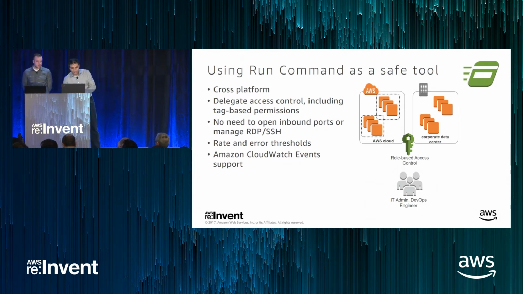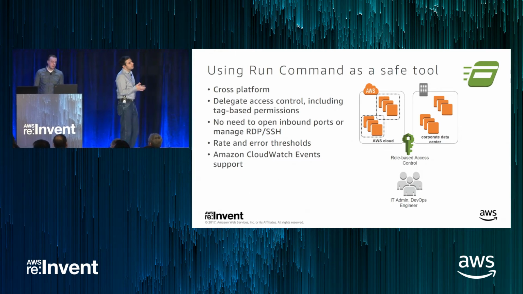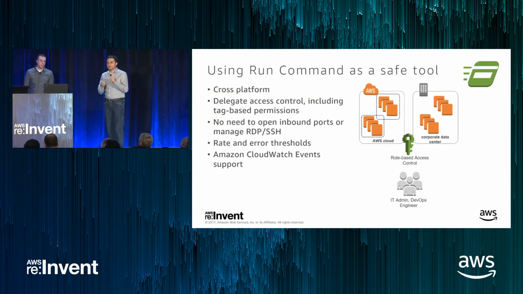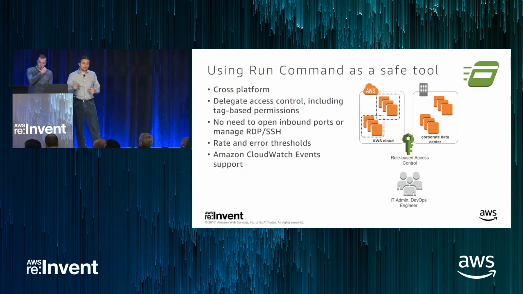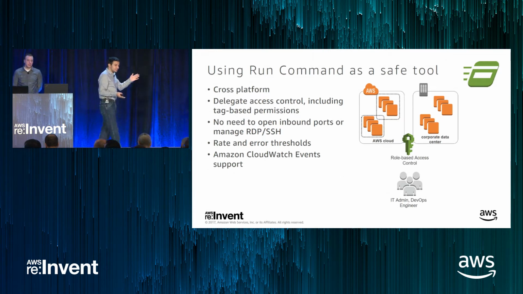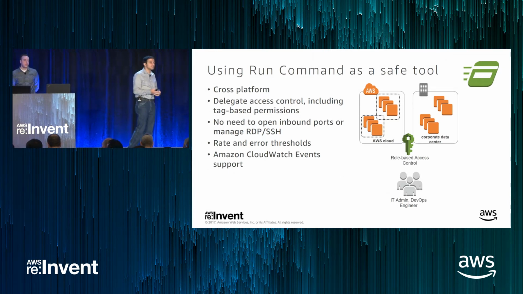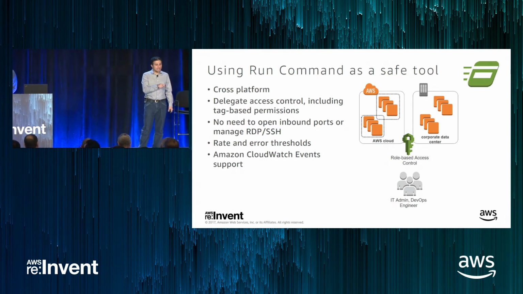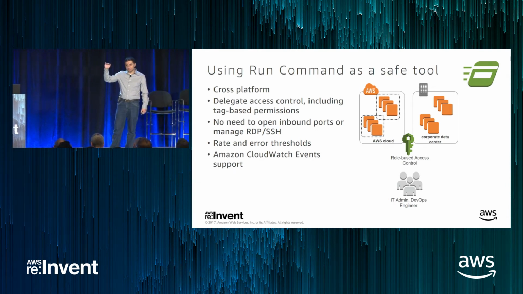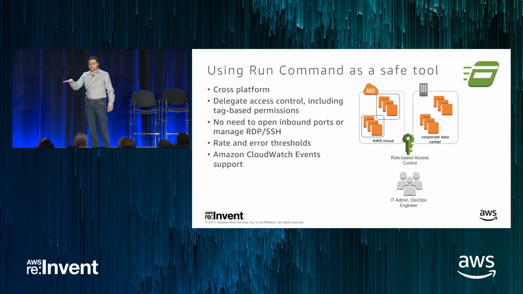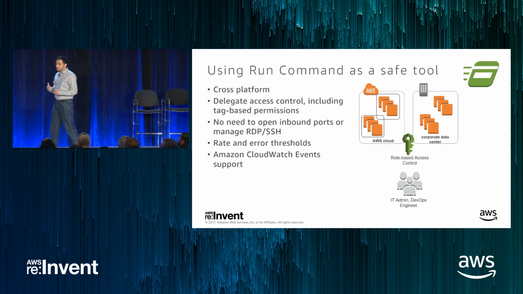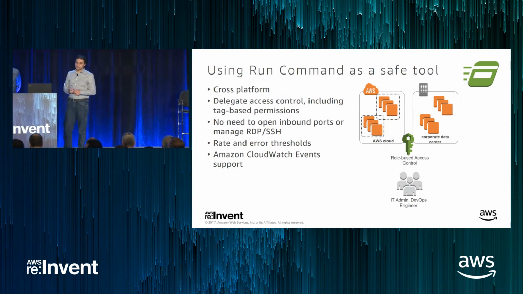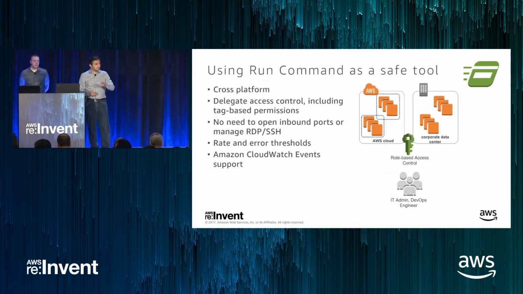Run command also exposes rate and error thresholds. Specifically, it allows you to specify maximum concurrency and maximum errors. What that means is that when you're about to send a command to a larger fleet of instances, say 1,000 instances or 100 instances, you can say do no more than 5% or 5 at a time. And if you breach a specific error threshold, fail the run, or stop the run, I should say, right? So this can be used to customize and make sure that you're not damaging your fleet if you're running any action on it.